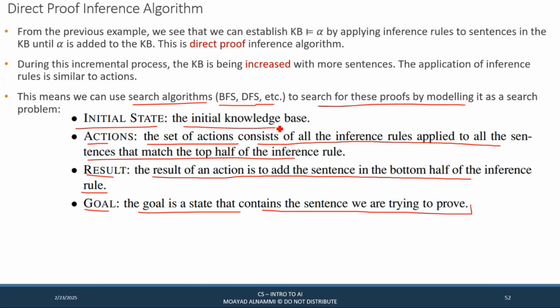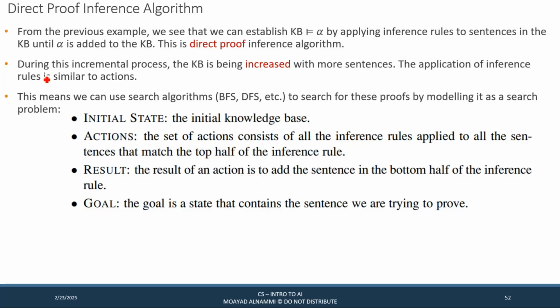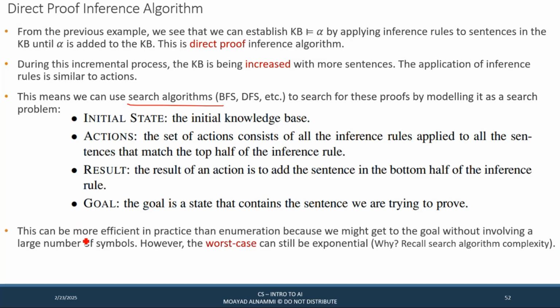So our state, if you remember, is the current situation of the knowledge base. If our knowledge base contains the query we are trying to prove, then we are done, right? So I can do a search algorithm direct proof implementation. This type of direct proof can be more efficient in practice than model checking or truth table enumeration, because we might be able to get to the goal without involving a large number of symbols. However, in general, the worst case can still be exponential. Why? Because as you recall from the search algorithms, all the search algorithms in general have exponential time complexity.